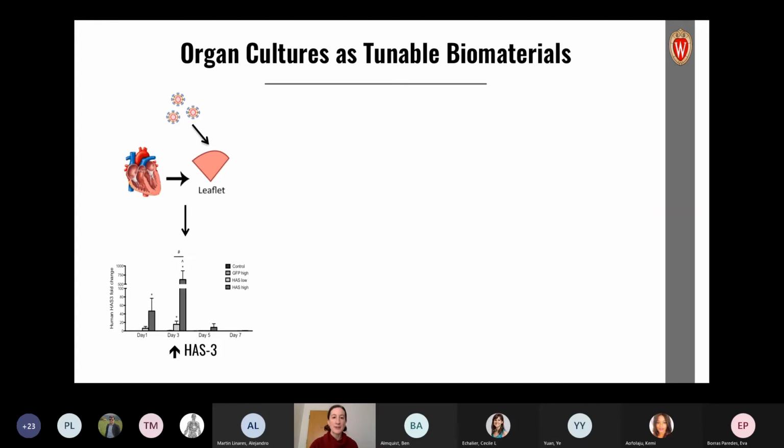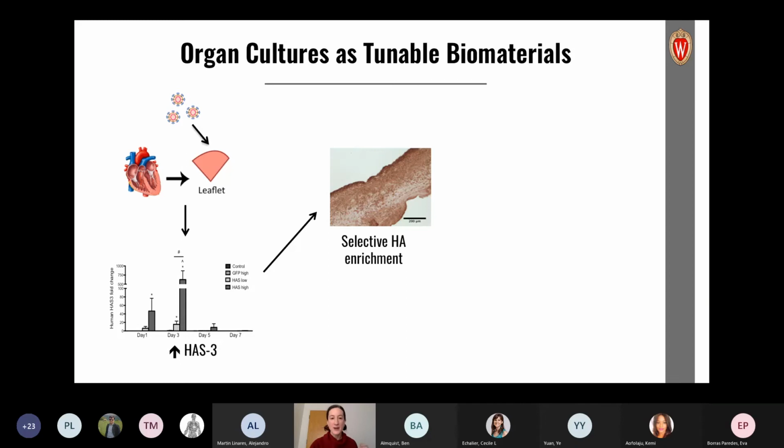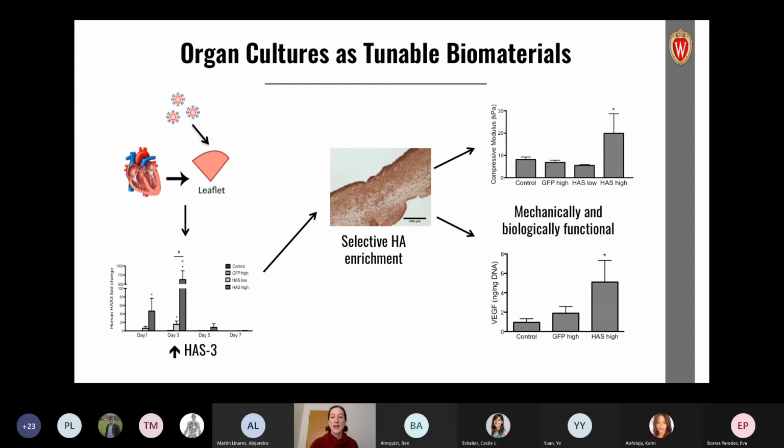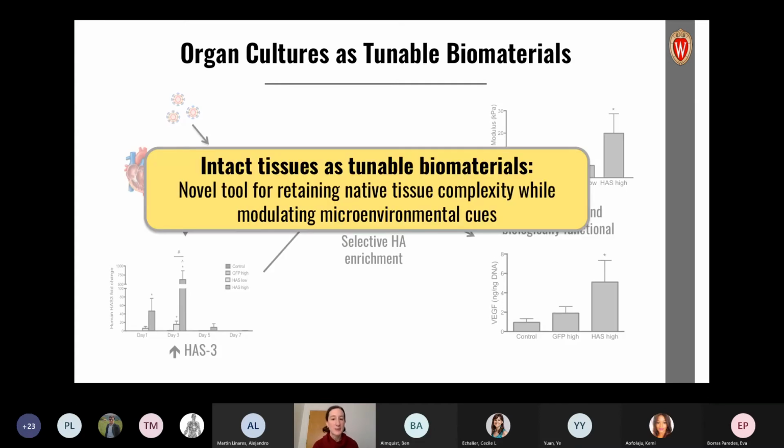So we're really excited about these organ cultures as tunable biomaterials, the fact that we can take an intact tissue and overexpress ECM-related genes to get a selective enrichment in a certain ECM protein, or in this case, polysaccharide, and that this is both biophysically and biochemically relevant and functional to our tissues. We're interested in exploring this further. You might also be wondering why we did HA when chondroitin sulfate was the main part of the first story. That's because we started this before we knew that chondroitin sulfate was the one that did more with lipids. So, just the progress of science. We'll get back to chondroitin sulfate as well.